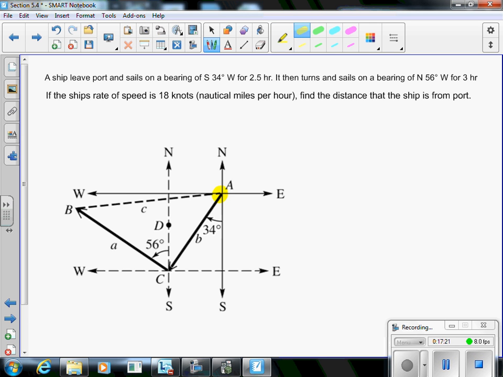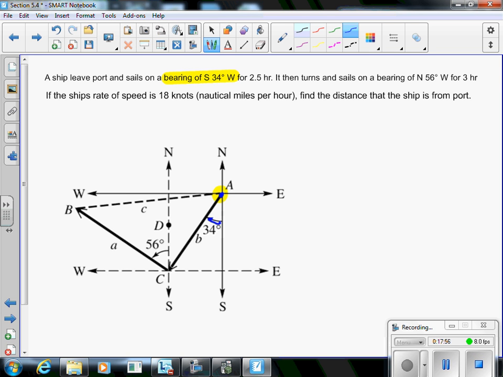Well, this drawing here shows that we're going to start here. Here's my ship at port, we're going to call that A. The ship leaves the port and sails at a bearing of 34 degrees west. So here I am at my port A. My north-south line is here. It says from the south, I'm going to go 34 degrees to the west. So 34 degrees to the west, and that's the bearing at which this ship is sailing.